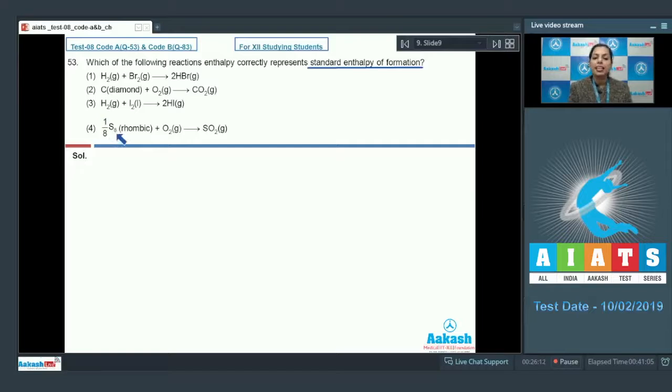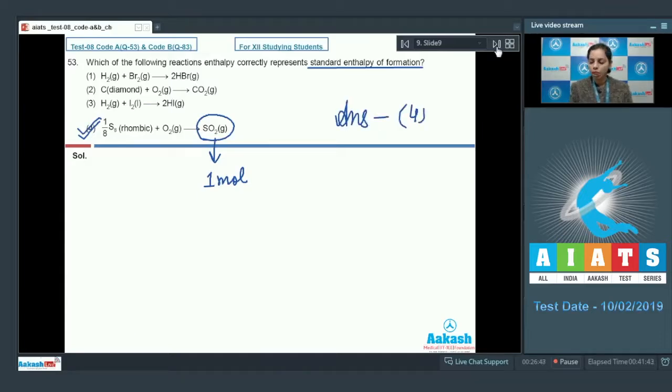Further, 1/8 S8 rhombic sulfur we are taking, hydrogen gas is there and SO2 is formed. 1 mole of SO2 is formed here. It means in this case, the formation enthalpy of this 1 mole of SO2 is representing the standard enthalpy of formation. Why? Because we have taken here S8, rhombic sulfur, and that is the standard state of the sulfur, and ultimately it combines with oxygen, that's also in the standard state, and 1 mole of this SO2 is formed here. That's why option 4 is the correct option.